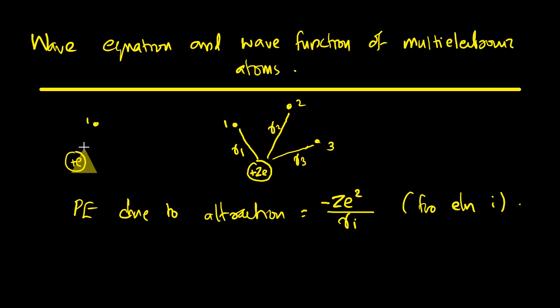Therefore we have to consider only the attractive potential energy. But here it is not the case. Here the negatively charged electrons will repel each other.